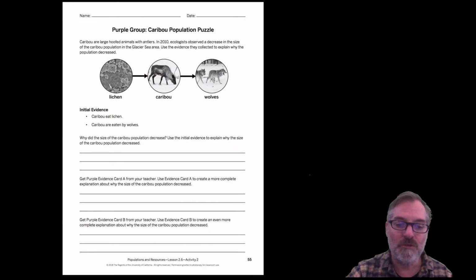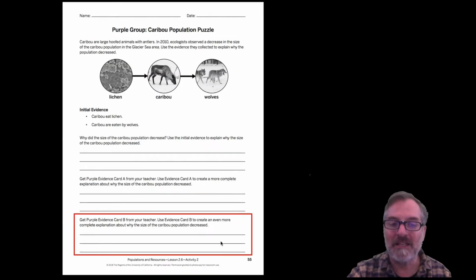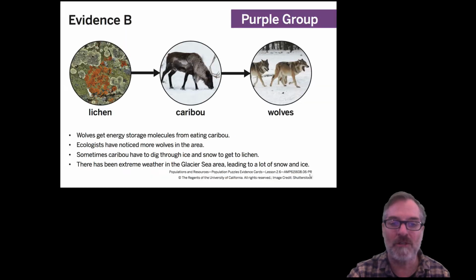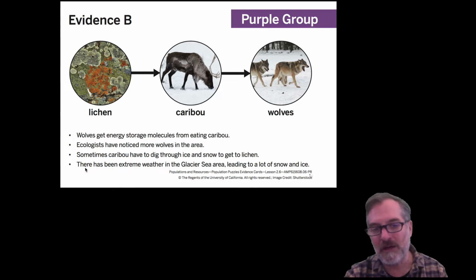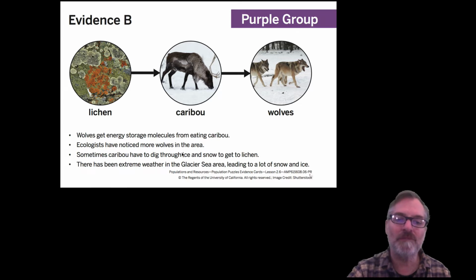Let's go to evidence card B. Let's go with a little more evidence. So here's the card. And we have here that wolves get energy storage molecules from eating caribou. Ecologists have noticed more wolves in the area.